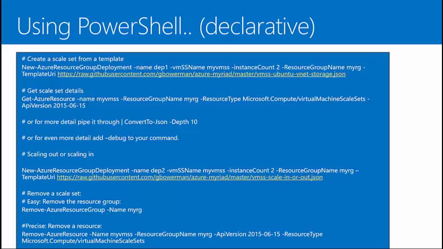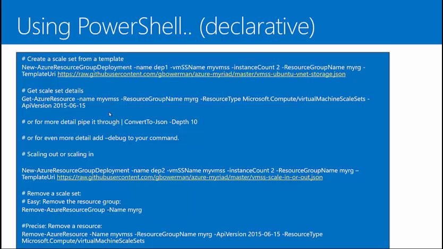In fact, you can do that with current versions just by deploying templates. So here's an example of where I deploy one of the templates that are in that same repo in GitHub. And then you can use different commands like New-AzureResourceGroupDeployment and Get-AzureResource to go deploy the scale set, and then you've got various options to get details back.